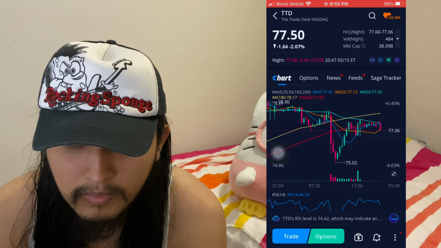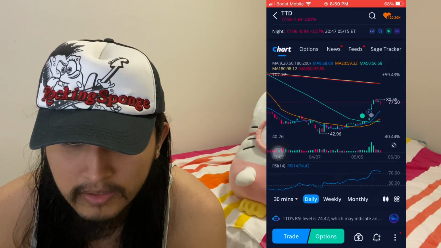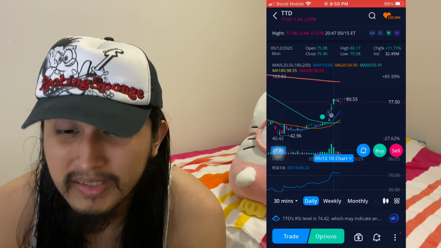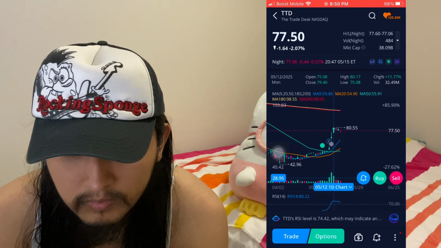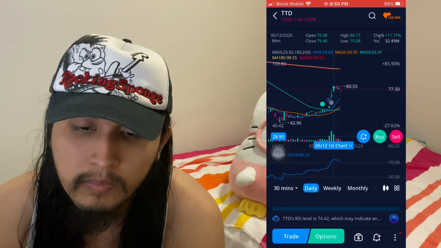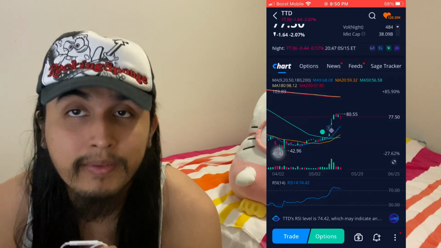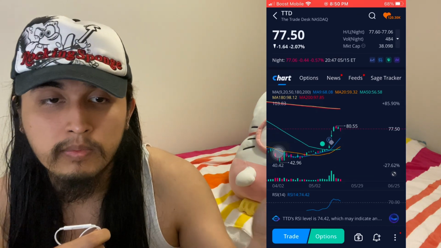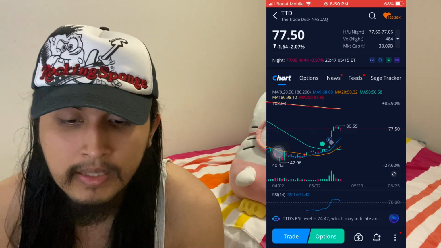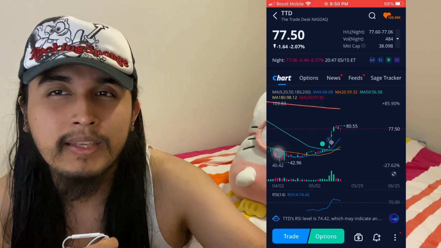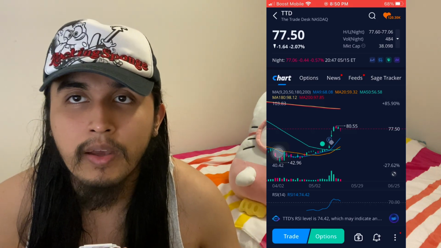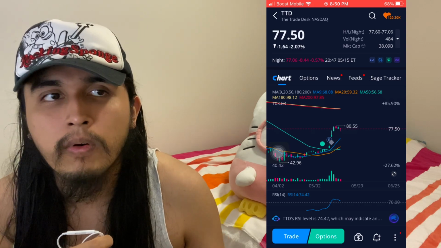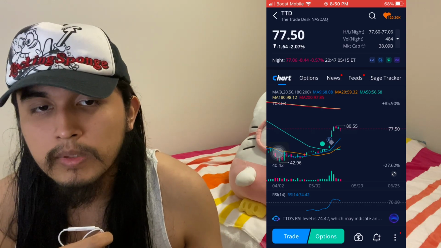For example, TTD actually had a pretty good run on Monday. It ran up 11.77%. So whoever got into TTD, good on them, because they probably made a lot of money if they traded either options or a large sum of stocks. But that's one of the prime examples of what large cap stocks can do. Sometimes they'll outperform the mega cap stocks 100%.